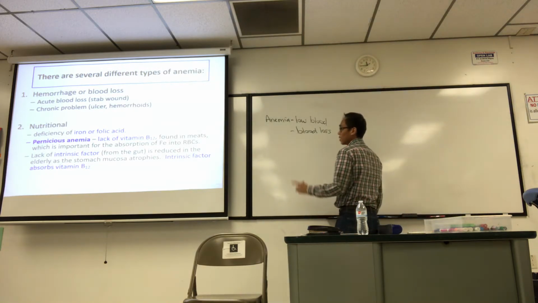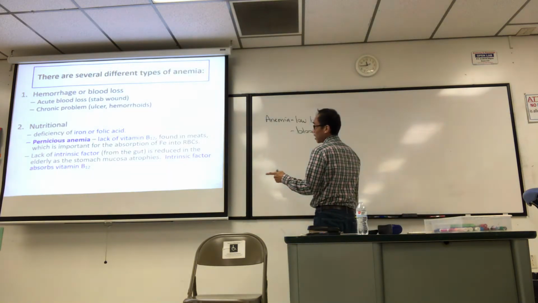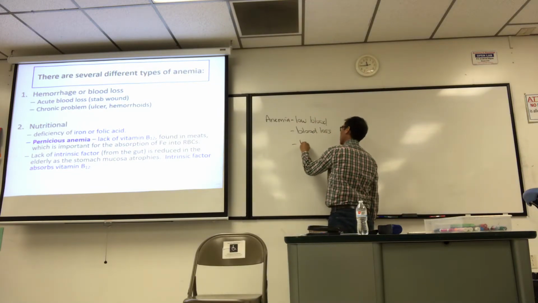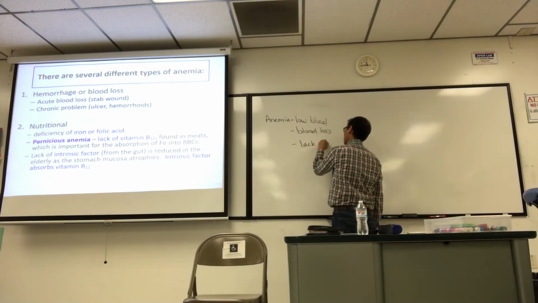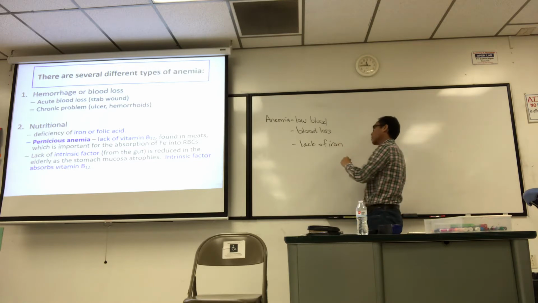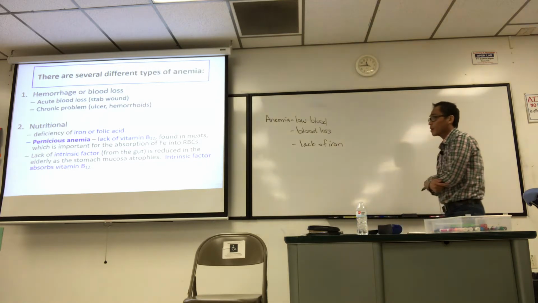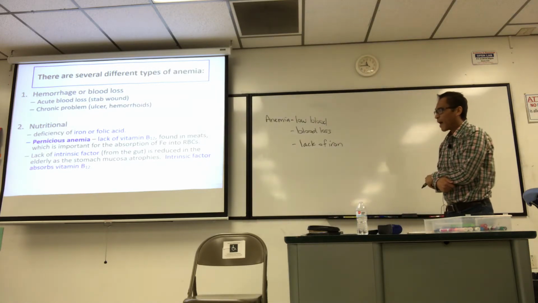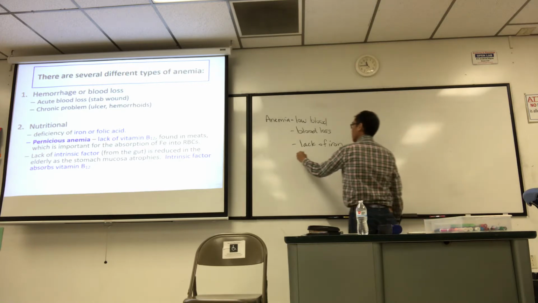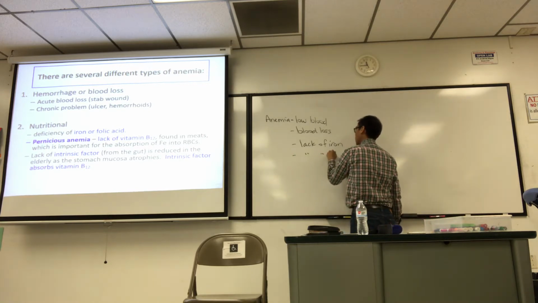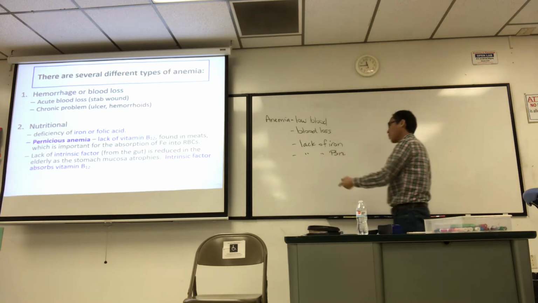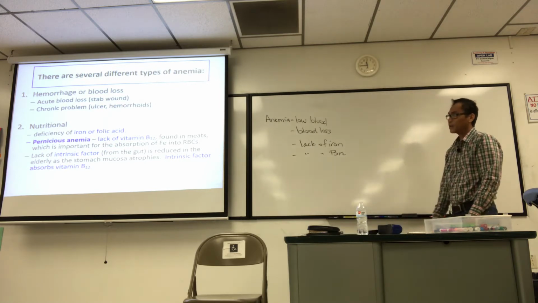Nutritional, there's different kinds there. Lack of iron or folic acid. I'll just go with iron, it's a common one. Pernicious anemia is a lack of B12. Because you need B12 to help absorb iron from the diet.